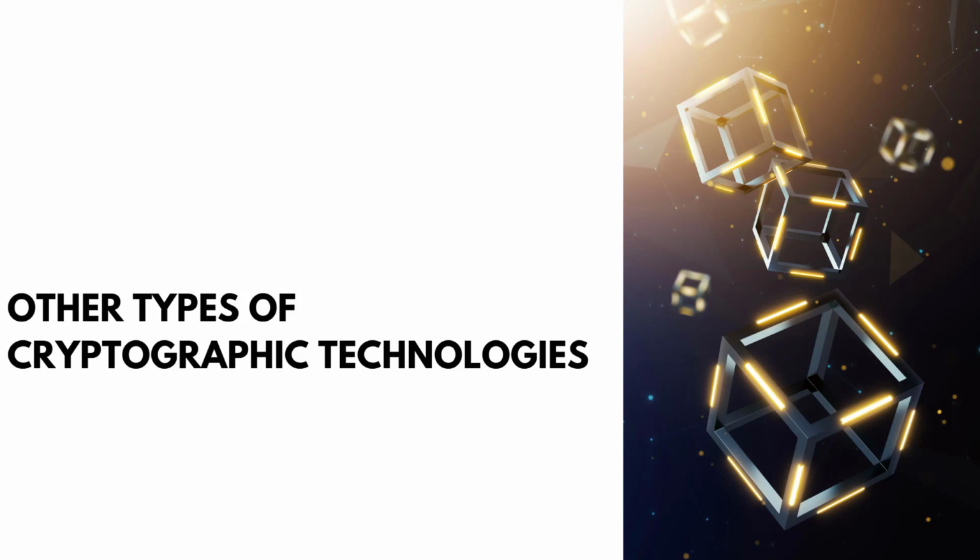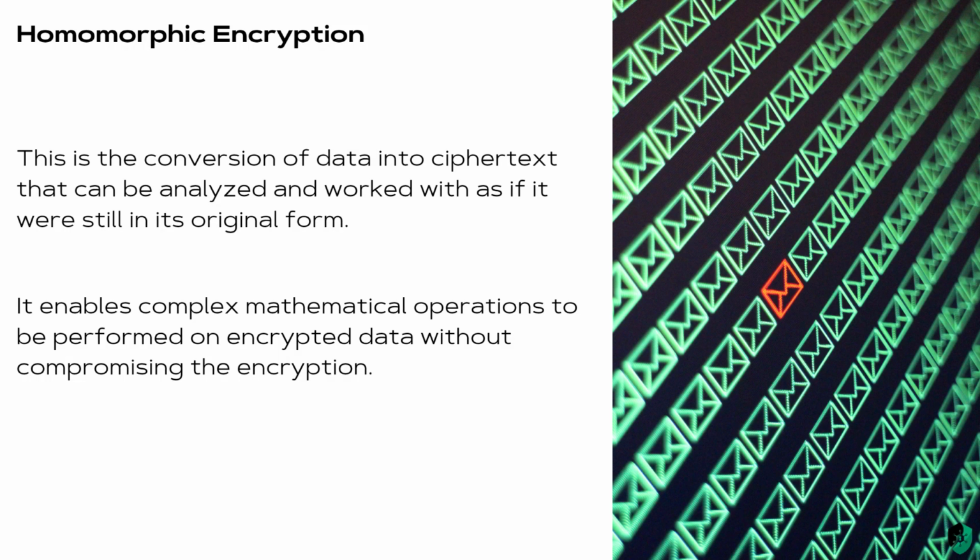Let's round up our discussion on cryptography by talking about other types of cryptographic technologies. The first one here is something that we call homomorphic encryption. Now, this is basically the conversion of data into ciphertext that can be analyzed and worked with as if it was still in its original form. Because of this, we can use homomorphic encryption in things like complex mathematical operations.